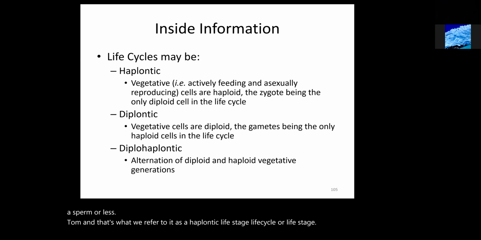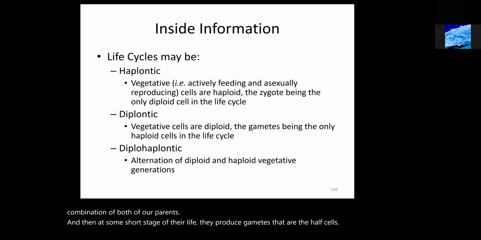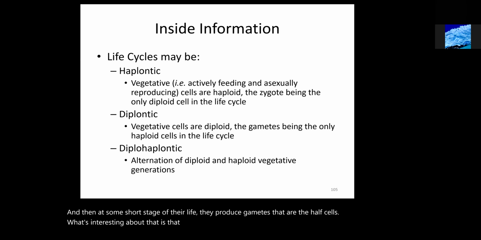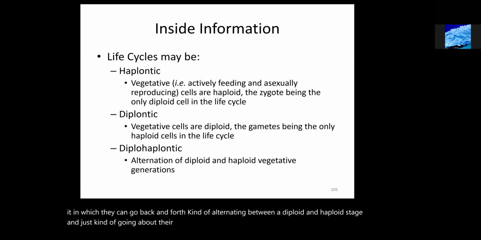Conversely, there could be organisms that live as diploids like we do. We're already a combination of both of our parents. And then at some short stage of their life, they produce gametes that are the half cells. Now, what's interesting about that is that that wouldn't be very useful until we discover the third version of it, in which they can go back and forth, alternating between a diploid and a haploid stage, and just going about their life kind of crazily. So this gets a little complex.